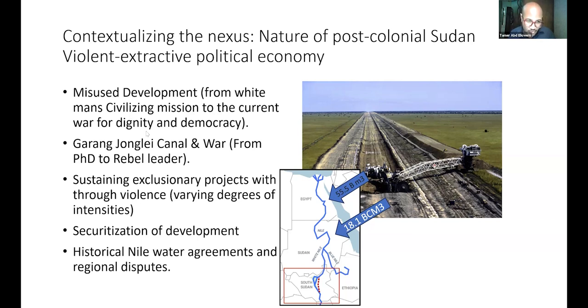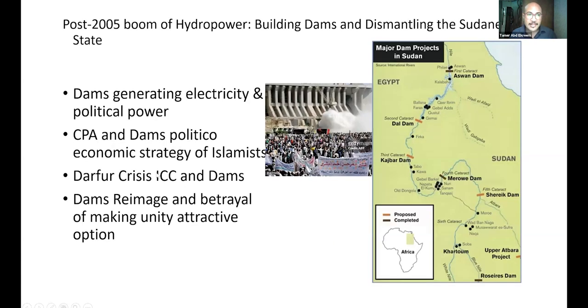So this is how securitization of development and securitization of water and energy policies, as we saw from the Jonglei Canal. But I will focus on a particular period to zoom in and see these connections. Historical Nile water agreements also provoked some regional tensions between countries, as you know. Let me jump directly to the case I want to elaborate, what I call the post-2005 boom in hydropower, building dams and dismantling the Sudanese state, I call it.